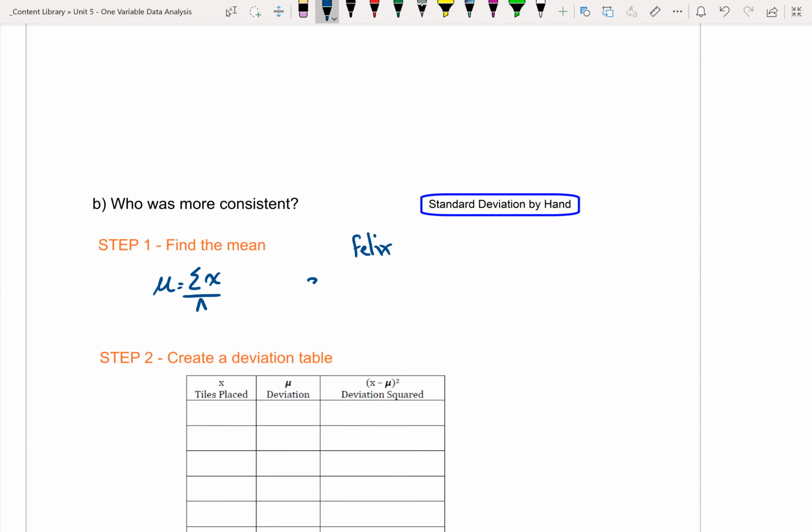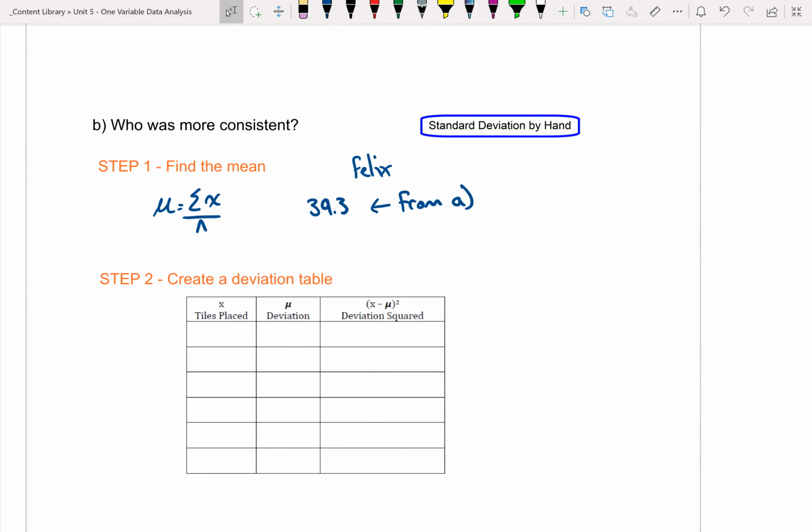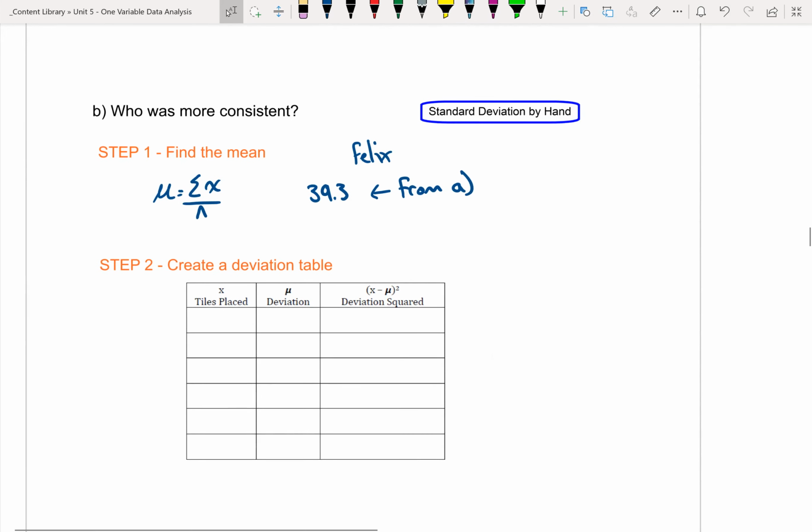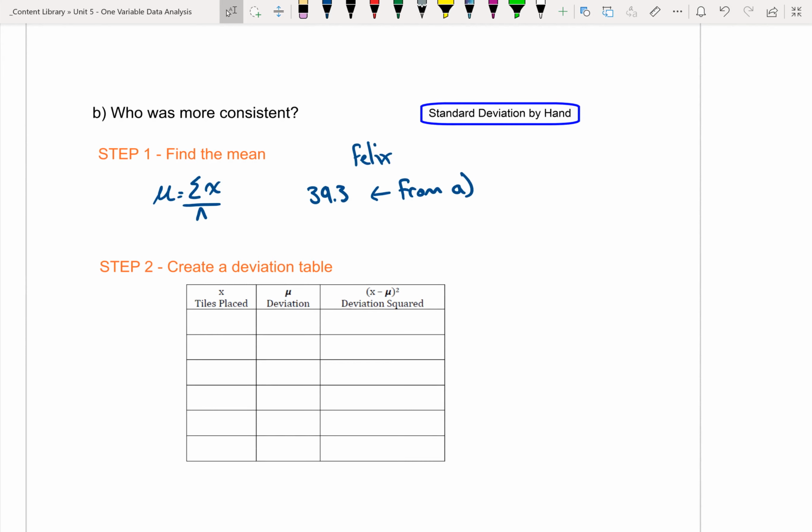So we're going to do Felix's by hand. So we got 39.3, and this we got from A above. Now what we need to do is create a deviation table. So we have to look at each value. So the tiles placed, each data point, so 34, 41, 40, 38, 38, 45. Our deviation is not mu, but it's x minus mu.